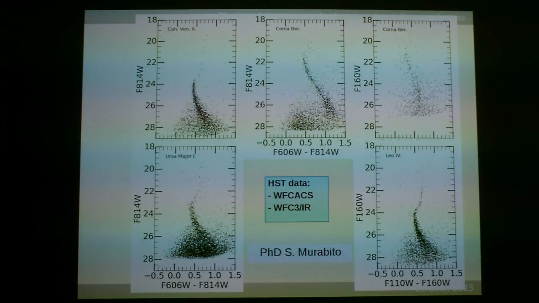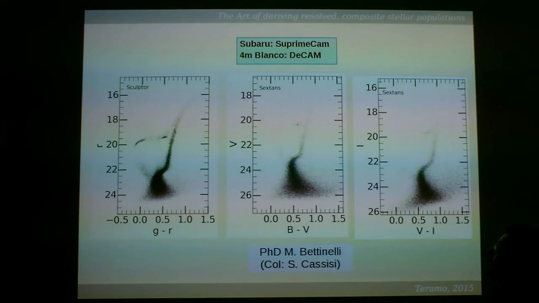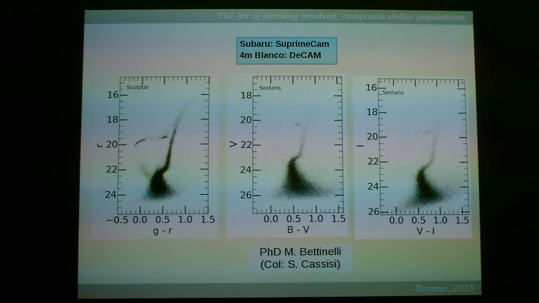The intention is to analyze the role of the Milky Way satellites in the formation of the galaxy. These are HST data with Wide Field Camera ACS and Wide Field Camera 3, infrared, for Ursa Major, Canes Venatici, all of these are ultra-faint. Look at how narrow the RGB is, probably showing us a single stellar event. Also, we have data with Subaru and Blanco DECam telescope for Sculptor and Sextans, and for Sextans we have three filters, so we have two color-magnitude diagrams, and we can combine filters to obtain the star formation history and see what we can do with three filters at the same time.